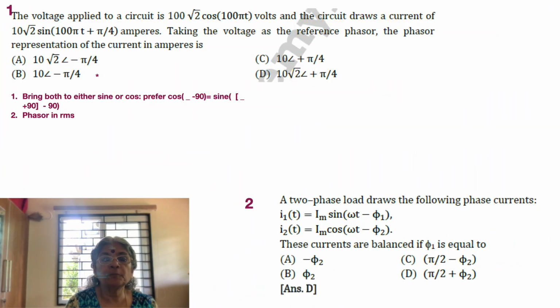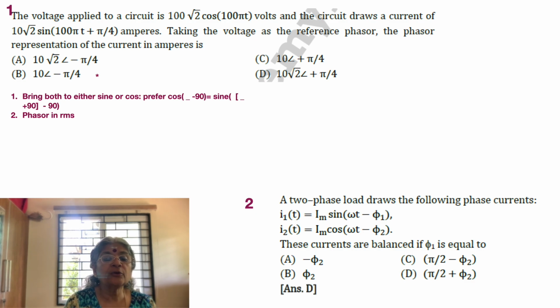So let's look at the first problem, and let me hope that the phasor aspect can be made clear as we move through these problems. The voltage applied to a circuit is 100 root 2 cos 100 pi t. So the maximum value is 100 root 2, which means that the RMS value is 100, and omega is equal to 100 pi.